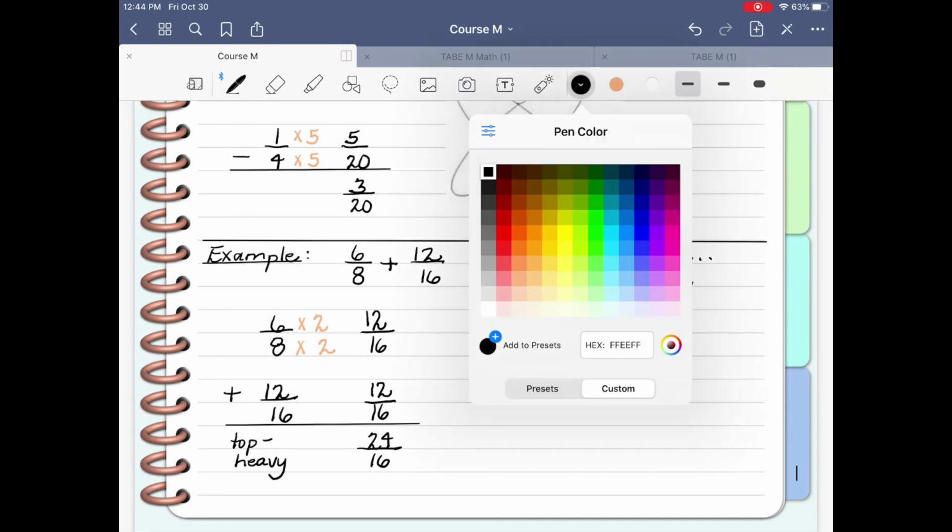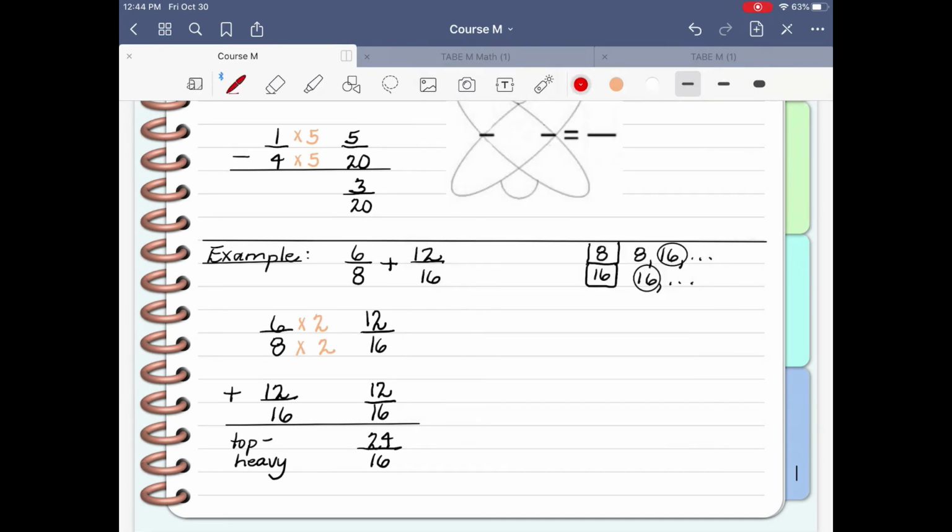So I'm going to change colors just to keep this from getting all jumbled up. And I'm going to take 24 divided by 16. It goes one time. 16, 17, 18, 19, 20, 21, 22, 23, 24. That's a remainder of 8. So I have QRD, quotient. Sorry guys, I can't get it to be straight. Quotient, remainder, divisor.